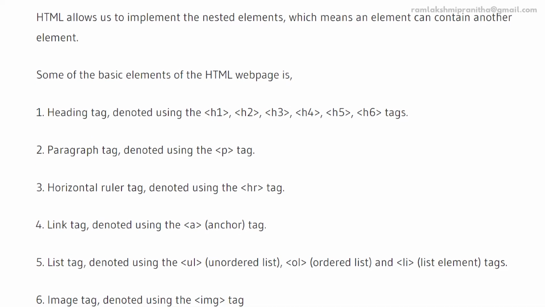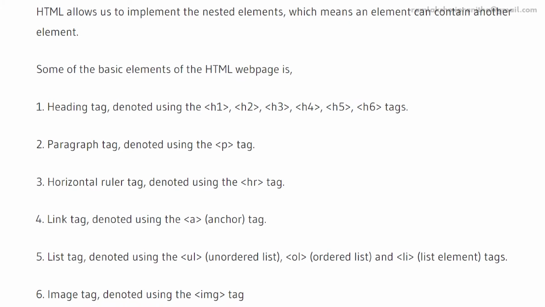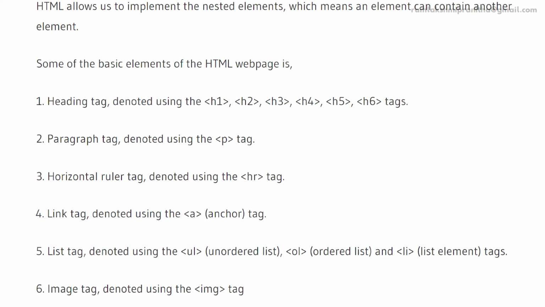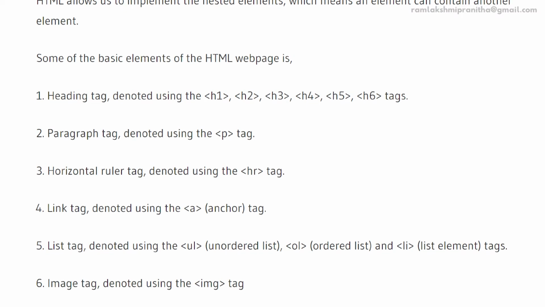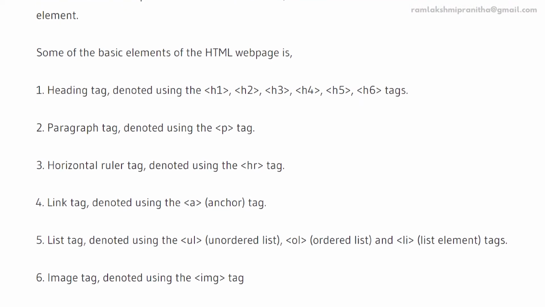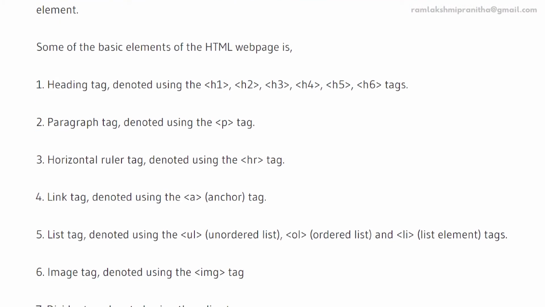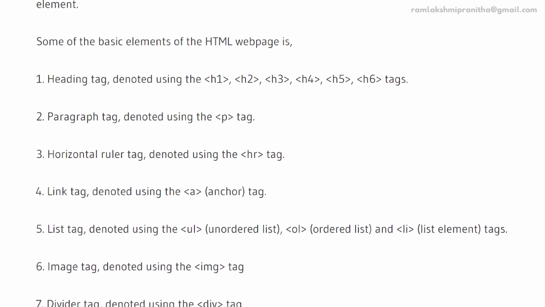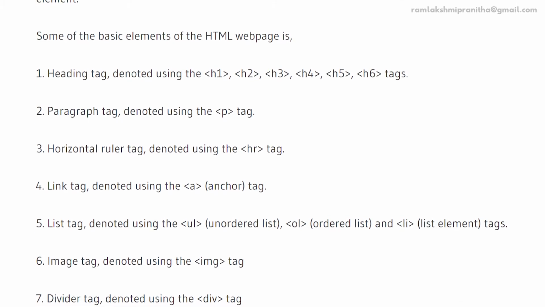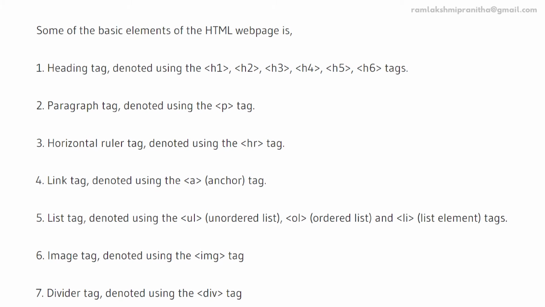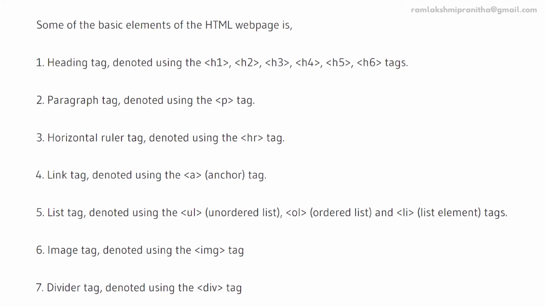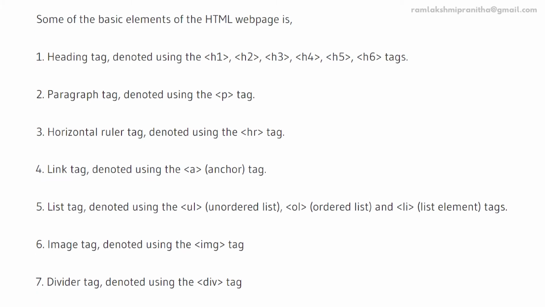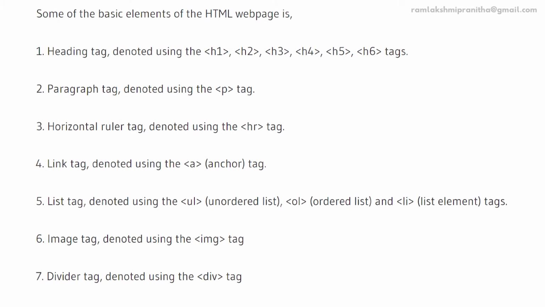2. Paragraph tag, denoted using the p tag. 3. Horizontal ruler tag, denoted using the hr tag. 4. Link tag, denoted using the a, anchor, tag. 5. List tag, denoted using the ul, unordered list, ol, ordered list, and li, list element, tags.